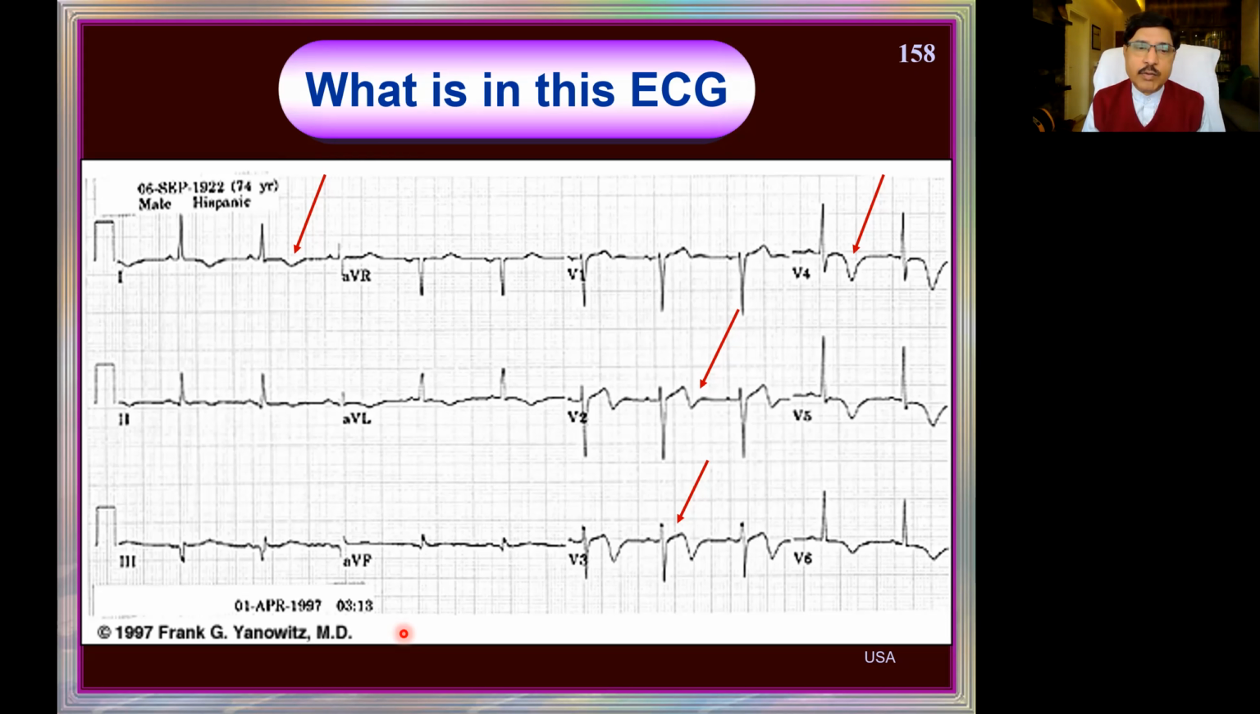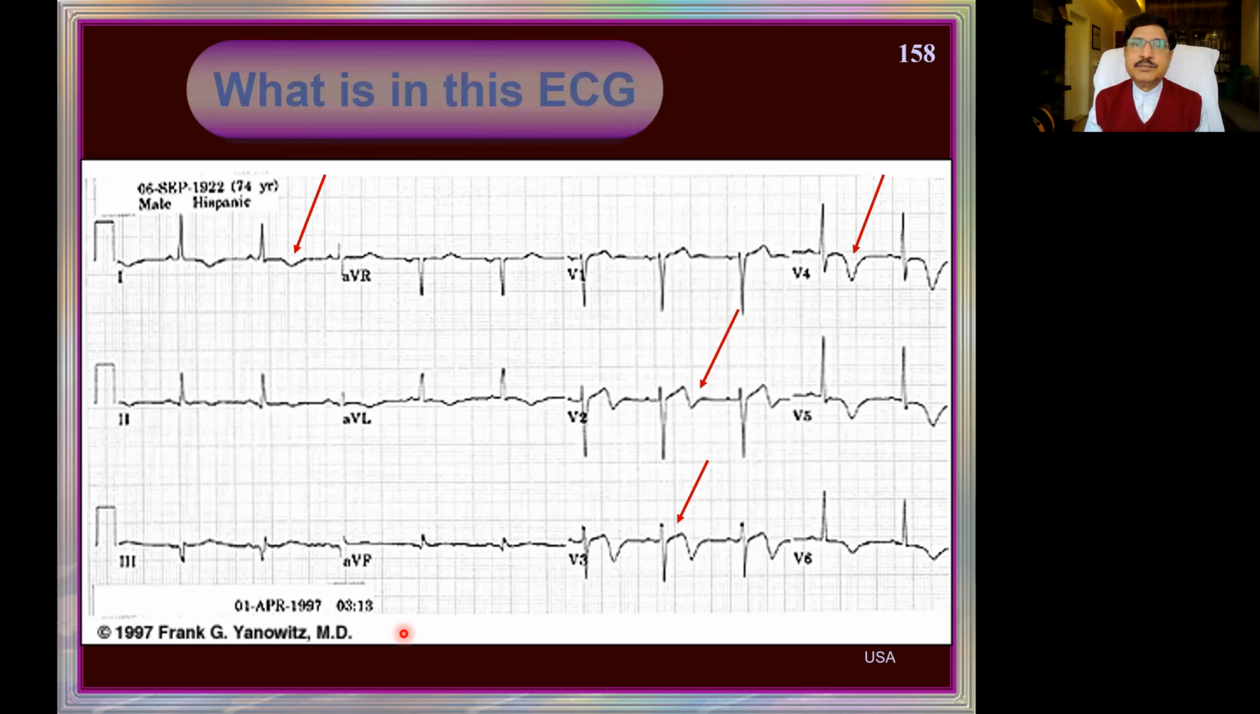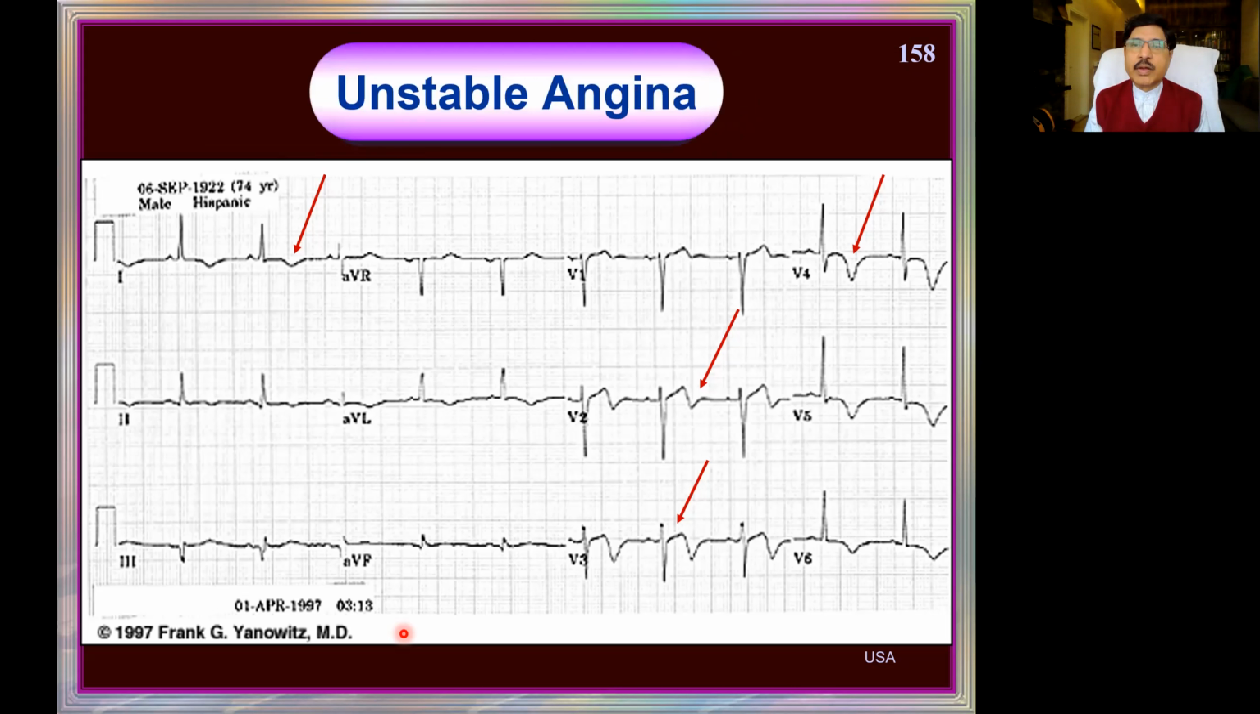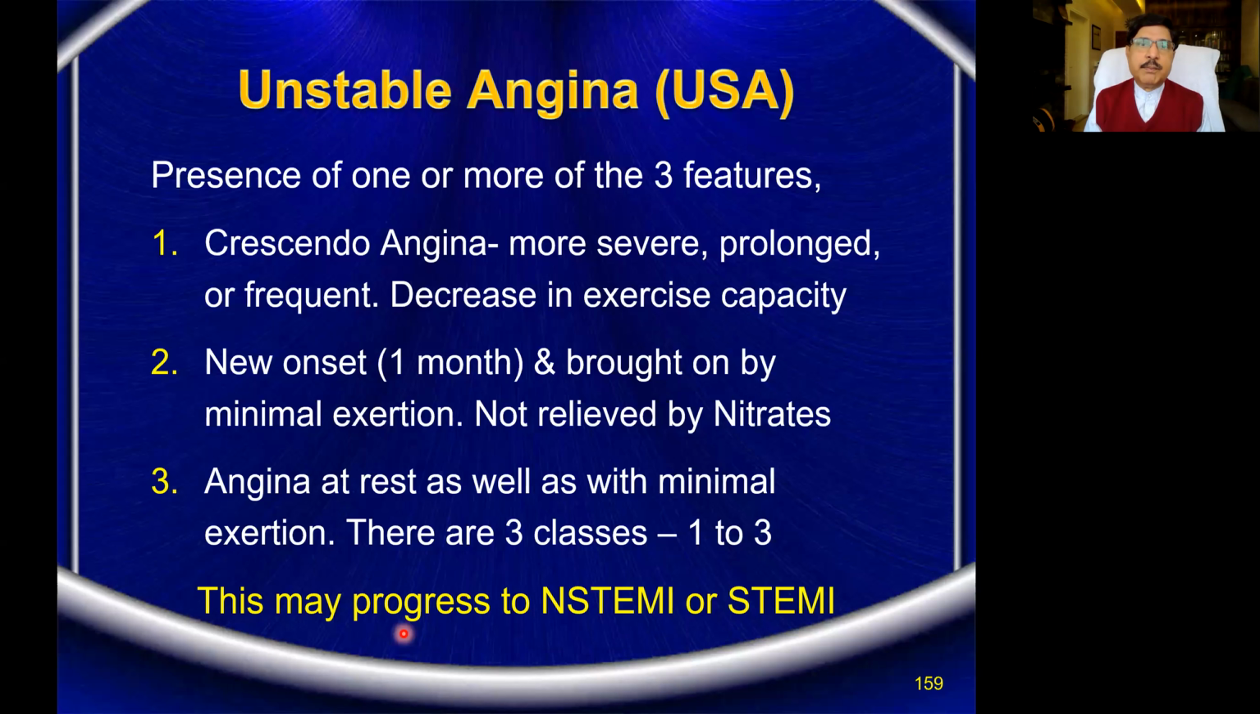So this is this patient. What happened? Let us assume that after 1 hour, the ECG has become normal, the pain has regressed, his trop is negative. We call him unstable angina. Now, presence of 1 or more of the 3 features: crescendo angina, more severe, prolonged, frequent, decrease in the exercise capacity; new onset brought on by minimal exertion, not relieved by nitrates; angina at rest as well as with minimal exertion. These are the 3 classes, 1 to 3.